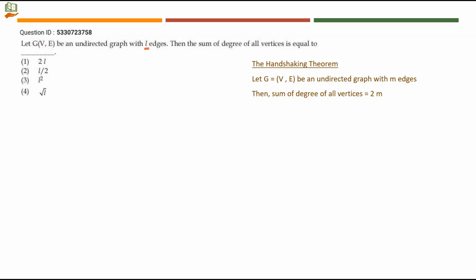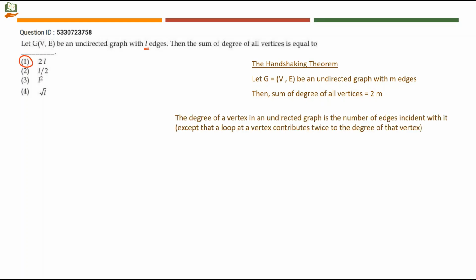So what will it be equal to? It will be equal to 2 into L, the count of edges. Option number 1, 2L, will be the right answer. So what is the degree of a vertex? The degree of a vertex in an undirected graph is the number of edges incident with it, except that a loop at a vertex contributes twice to the degree of that vertex.